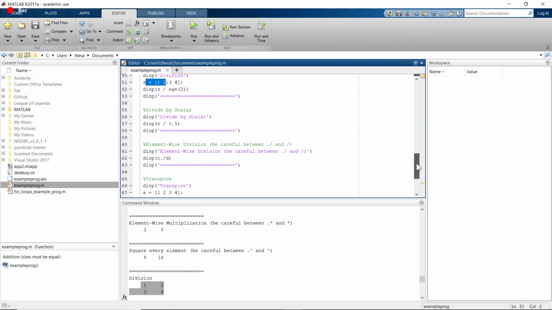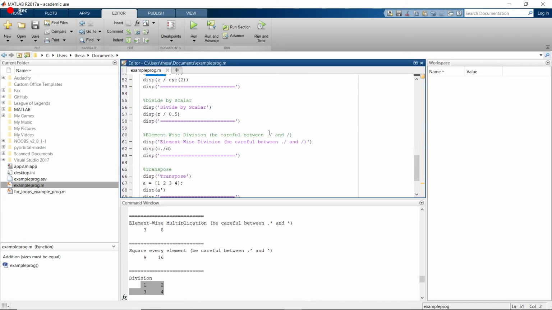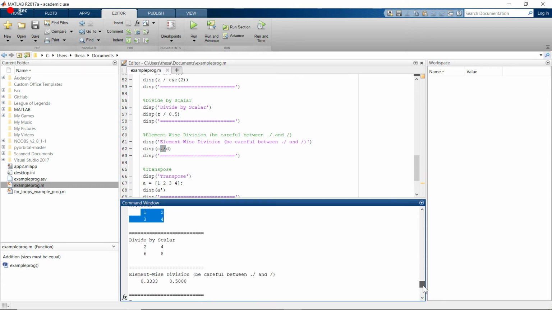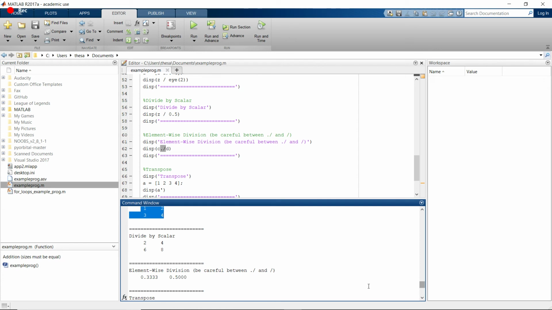Like with element-wise multiplication, we can do element-wise division. And I can't stress enough, use the dot slash operator versus the slash operator. If you guys are very careful when you're doing dot slash versus dot star versus dot caret, you'll save a lot of time when it comes to debugging. So again, we can just do element-wise division, and it'll take an element and divide.